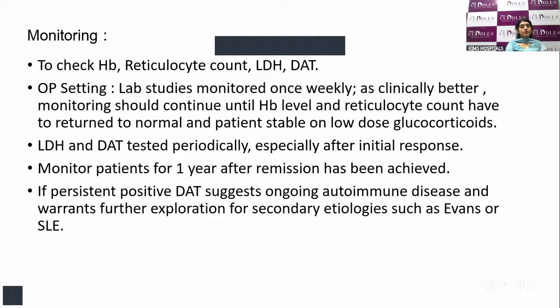What do you monitor? You monitor hemoglobin, reticulocyte count, LDH, and DAT, and in outpatient settings, sometimes you can do lab monitoring once weekly as the patient is clinically better. Then you look at the hemoglobin level and reticulocyte count returning to normal and the patient being stable on low-dose glucocorticoids. LDH and DAT are tested periodically, especially after the initial response. Monitor patients for 1 year after remission has been achieved. A persistent positive DAT suggests ongoing autoimmune disease and warrants further exploration for certain secondary etiologies such as Evans syndrome or SLE.